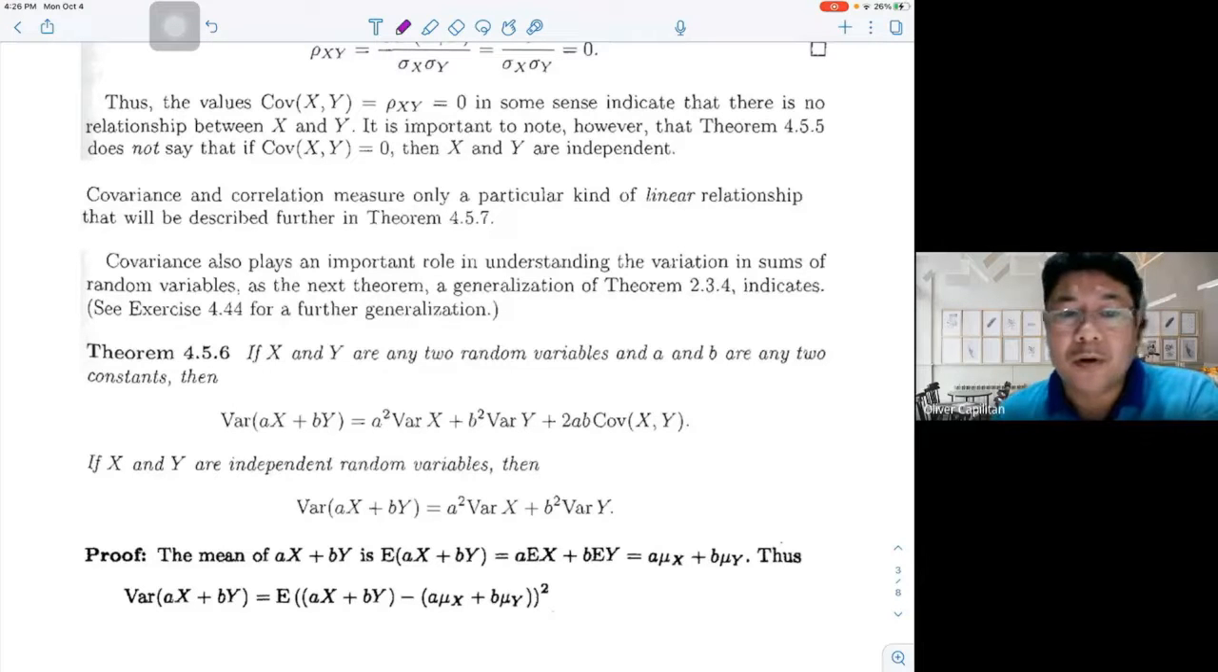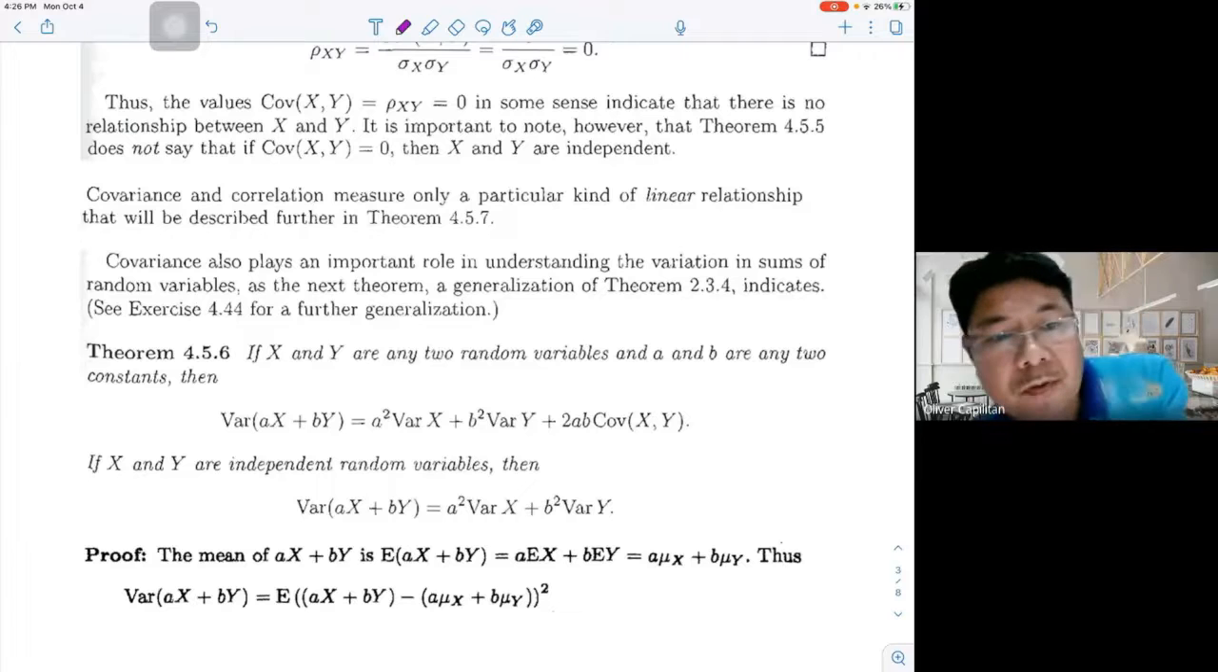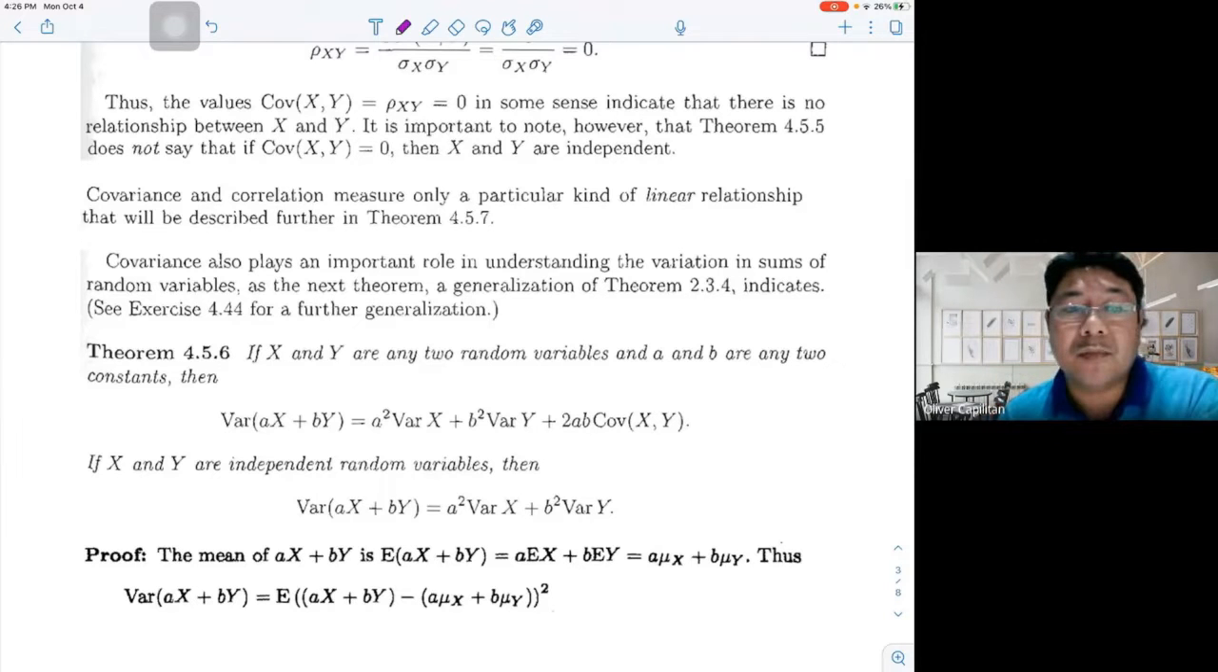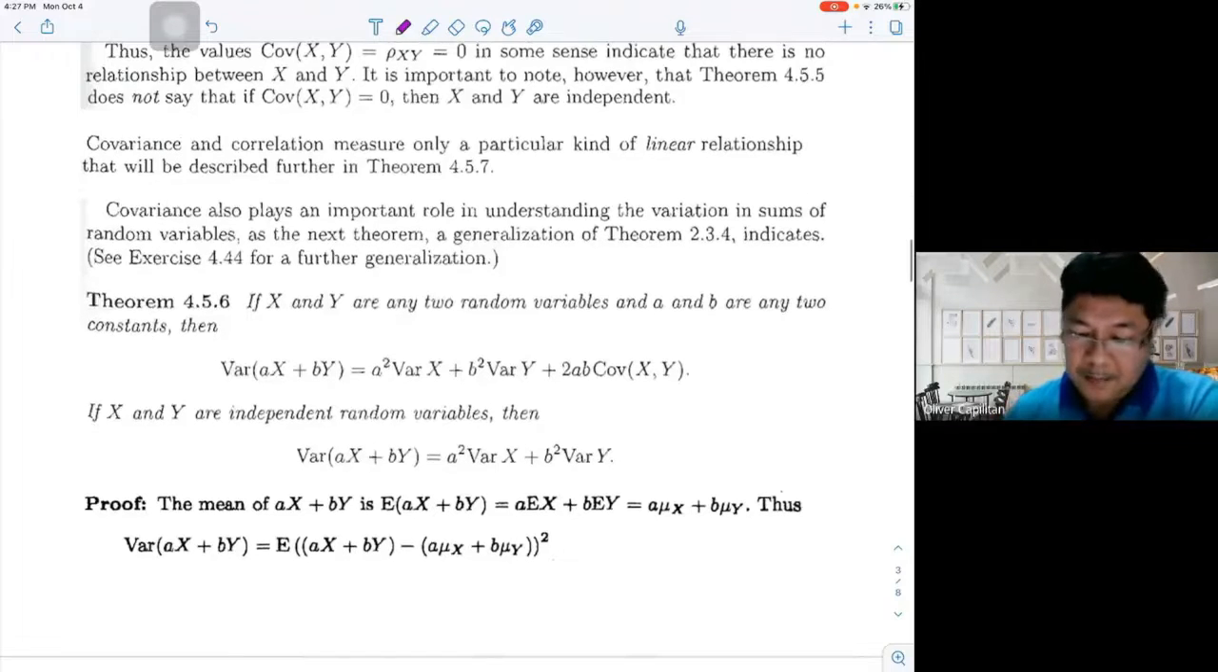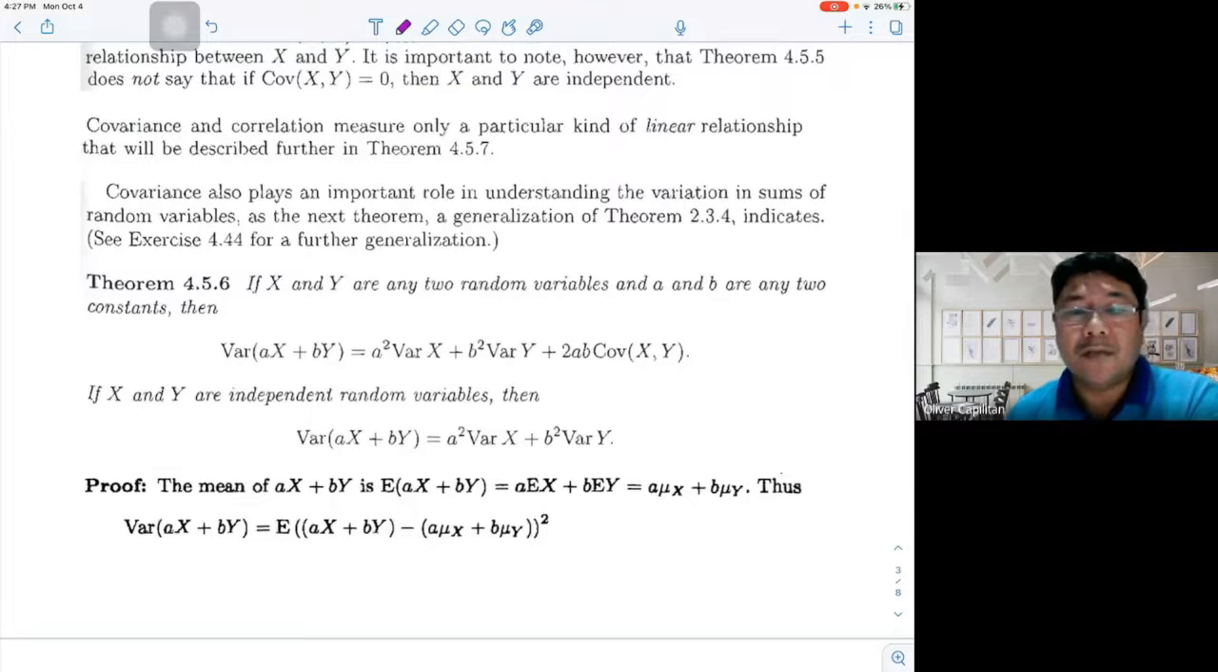But let's look at the role of the covariance function, especially in the variation in sums of random variables. We know that if x and y are positively correlated, then the covariance is a positive real number. If x and y are negatively correlated, then the covariance of x and y has a negative value.